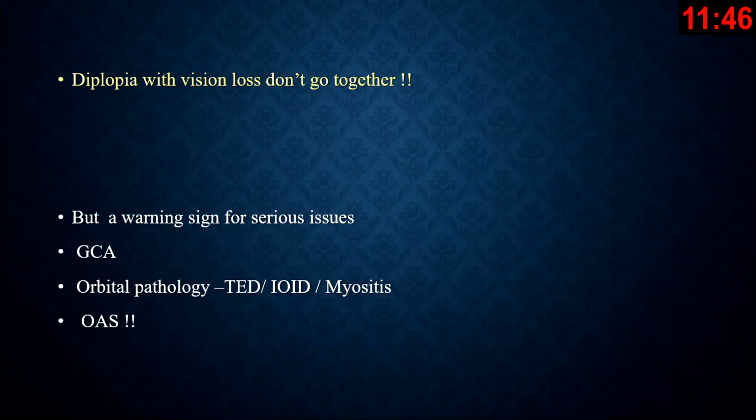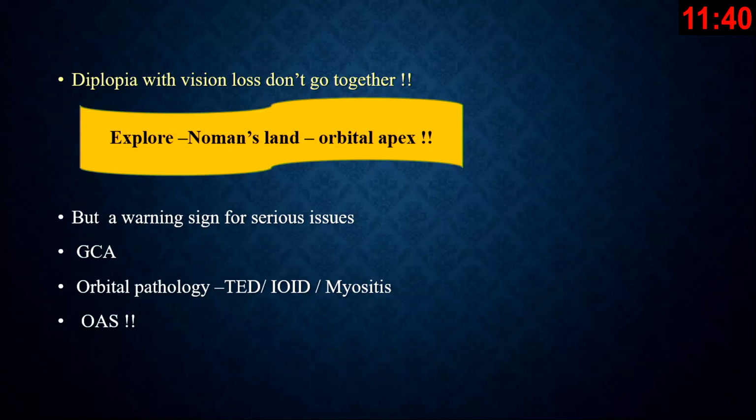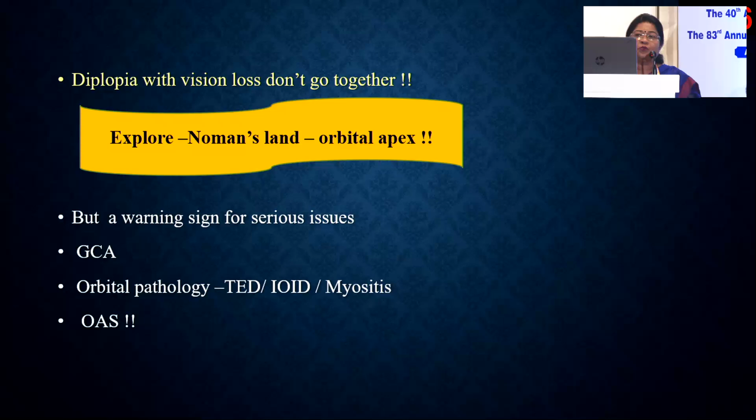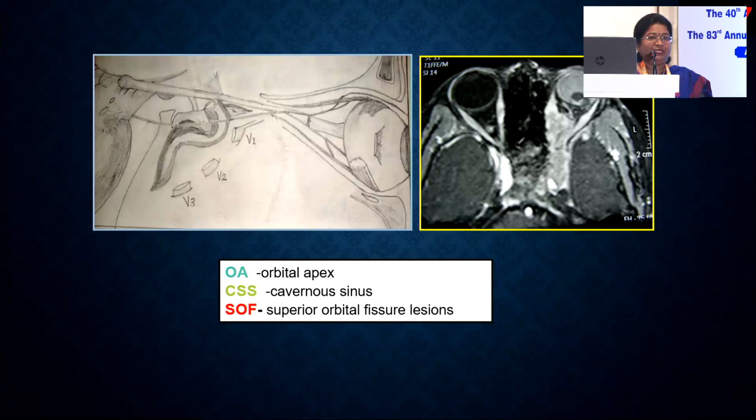So I asked Rashmin, what should I cover? This is not a very comfortable topic. He said, just start exploring the no man's land, the orbital apex. So this is my topic today. What are the warning signs for these serious issues? It can harbor serious systemic diseases like giant cell arteritis, and many orbital pathologies like thyroid eye disease, IOID or myositis. My previous speakers have narrated a few of them. Well, let me restrict my talk to the orbital apex.